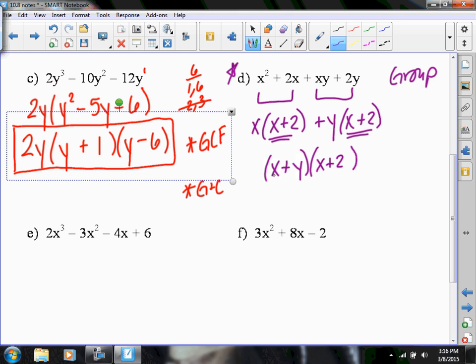So if I was going to FOIL this out, I would take the X times the X plus 2, and then the Y times the X plus 2. So if I rewrote that, I would get this statement back again. But I don't need to write the X plus 2 twice. I just need to write it one time. And that's my final factoring with the grouping method.